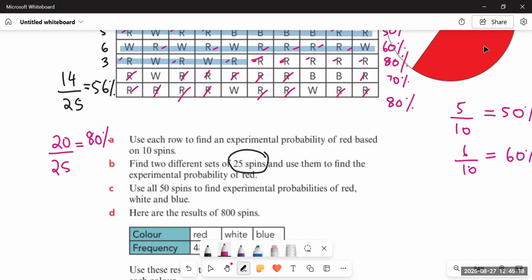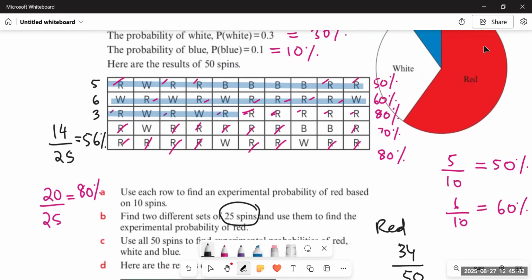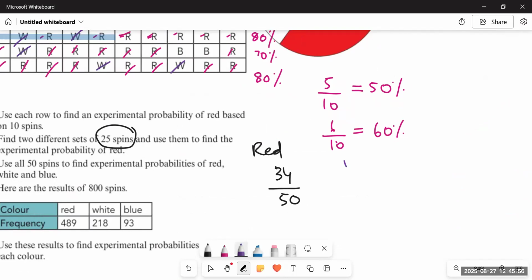In part C, they are saying use all 50 spins to find the experimental probability of red, white, and blue. Since we have already calculated the number of red, it is 14 plus 20. There are a total of 34 for the red one. So we will take 34 upon 50. It's for red. And let's count the number of white ones. So it's 1, 2, 3, 4, 5, 6, 7, 8, and 9. There are 9 white spins. So for white, we are going to have 9 out of 50.